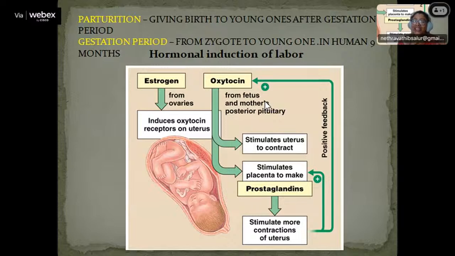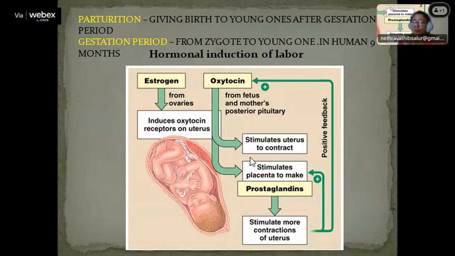Usually, during normal birth this cycle takes place. Estrogens are produced, and they produce oxytocin receptors. The oxytocin will stimulate uterine contraction and the baby is going to come out. This is normal delivery.